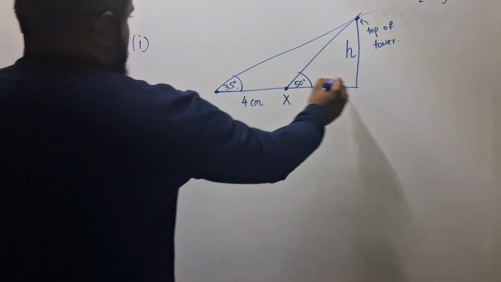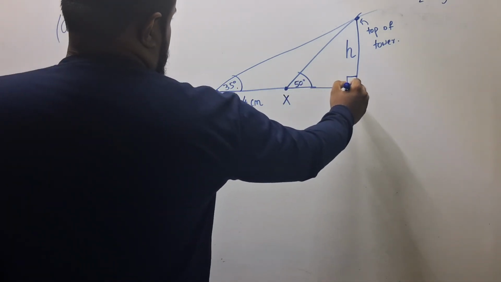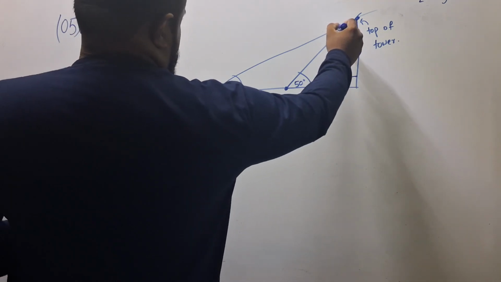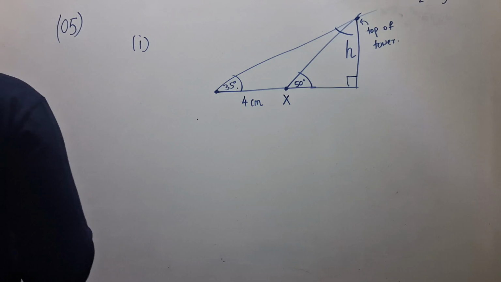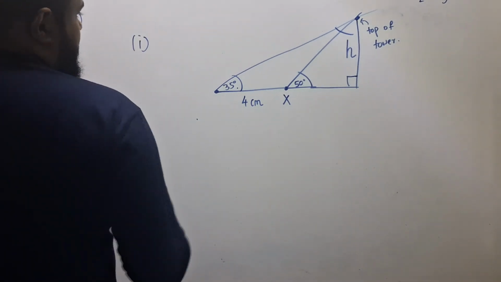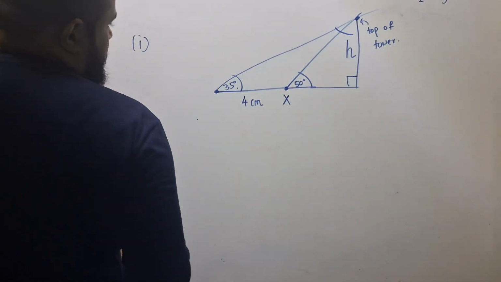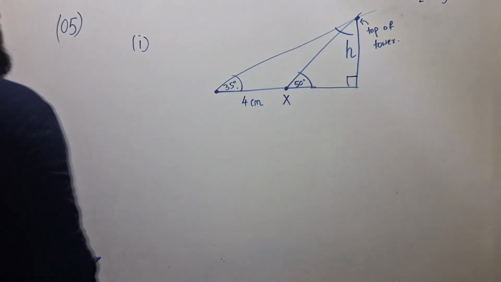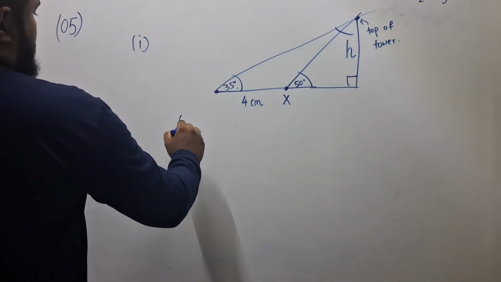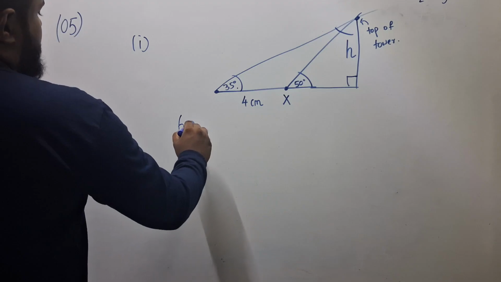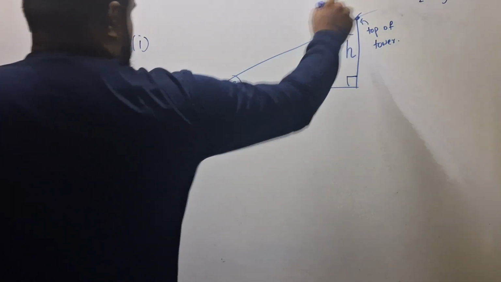Let's think this angle is 35, this angle is 90, this angle is 55. So it should be less than these values. Nearly you will get something like 6 centimeters. Think you got 6 centimeters for this line h.